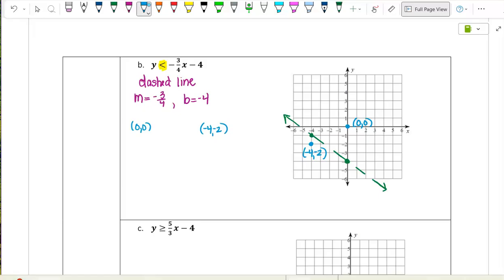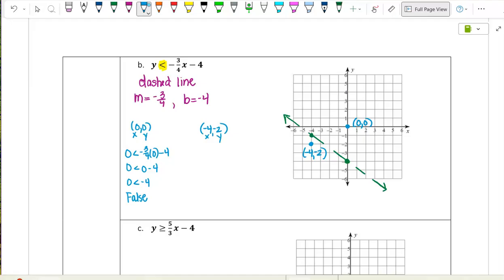Again, each of these points is giving me an x and a y that I'm going to use to substitute back into that original inequality. So 0 is less than -3/4 times 0 minus 4. 0 is less than 0 minus 4. 0 is less than -4. Is that true? Is 0 less than -4? That is false.